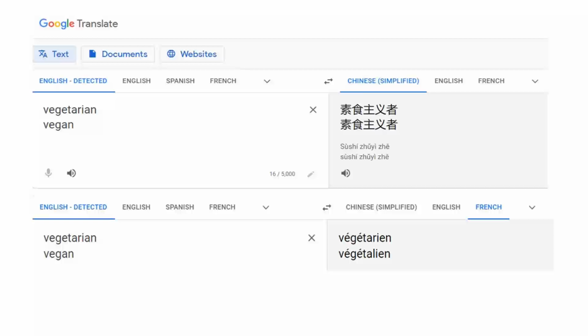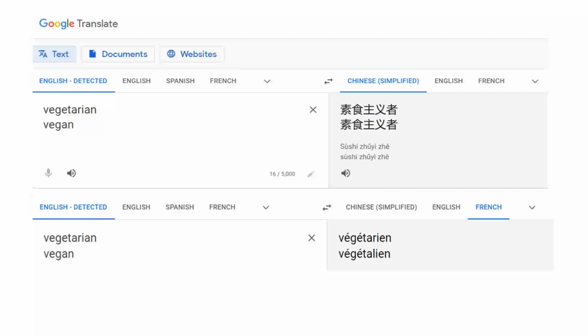What are the differences between the vegetarian and the vegan? I was not very clear about these two concepts because of two reasons. First, I myself am not vegetarian. And the second is because in the translation of these two words in Chinese, they're the same, identical.